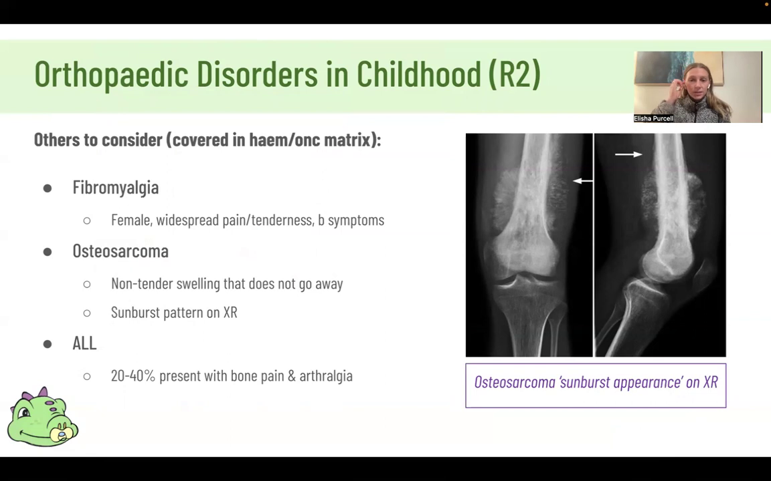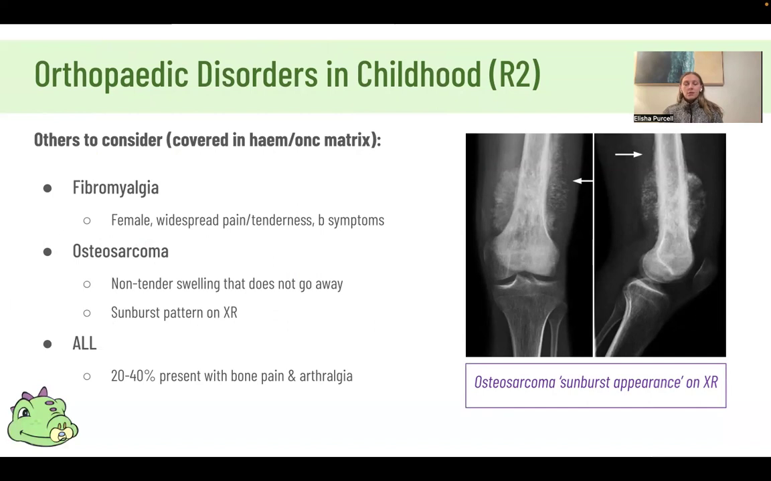That pretty much concludes the musculoskeletal portion of the talk. I think orthopedic disorders in childhood, there's so many, and we haven't gone over all of them, but we've gone over the main ones. And I think it is important to just be aware there are quite a number of more.